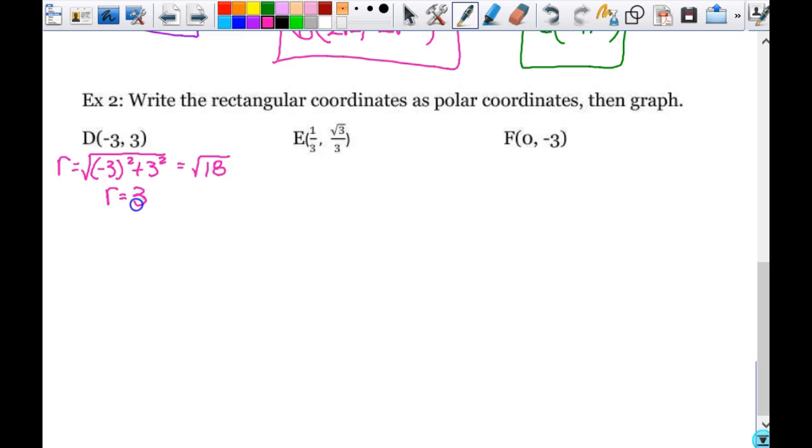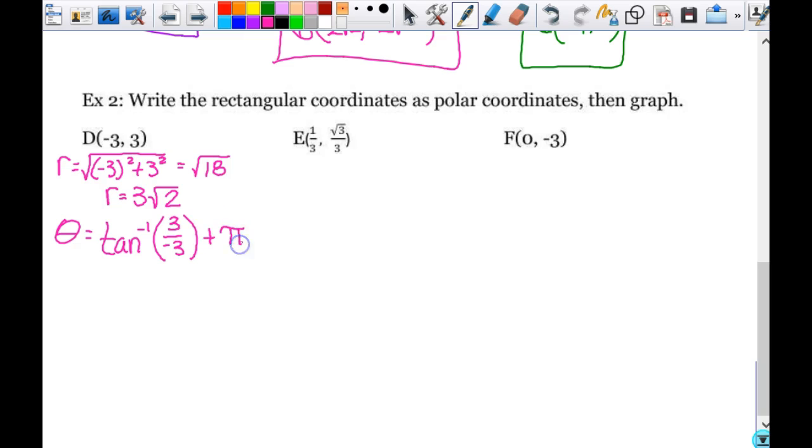3 square root of 2, good. Good? Then I need theta. Well, theta is the tangent inverse of y over x, 3 over negative 3. But x is negative, so what do I need to do? Add 180 or add pi. And since I put these graphs on here in radians, we'll add pi.